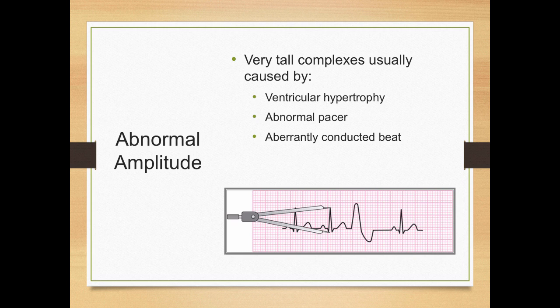But also abnormal pacers. So in this example, we've got this big old PVC right there. That's going to be off the page. It's a lot bigger than the other ones, so it could be this abnormal pacing site, or an aberrantly conducted beat. So something just out of the ordinary. So we know that if we have these really tall or really deep, big amplitude QRS complexes, there's something going on. There's something abnormal going on.